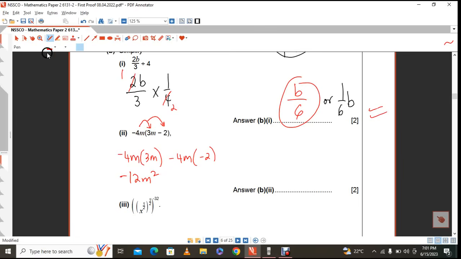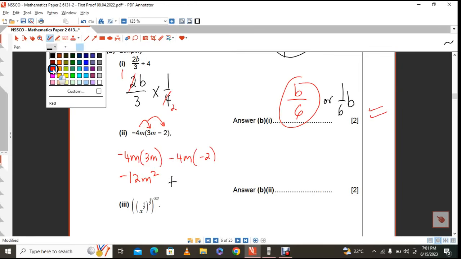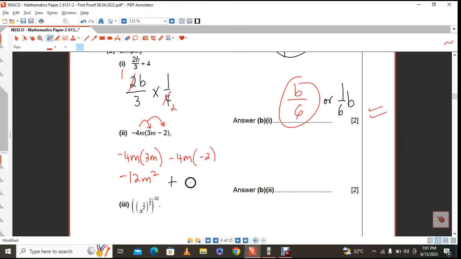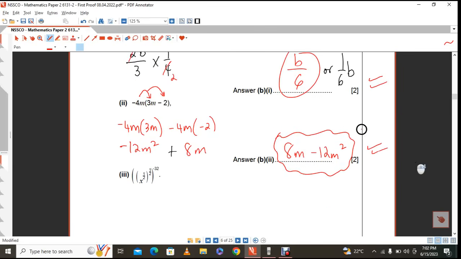But now you have to be very careful. Whenever you multiply a negative with a negative, the answer becomes a positive. So negative 4 times negative 2 is going to be positive 8m. So I'm just going to write my answer as 8m minus 12m squared. Of course, it doesn't matter if you write it the other way around. I just want the positive term to be up front.